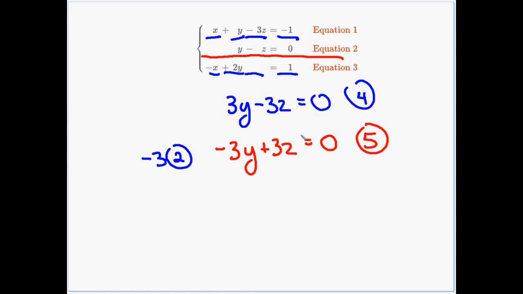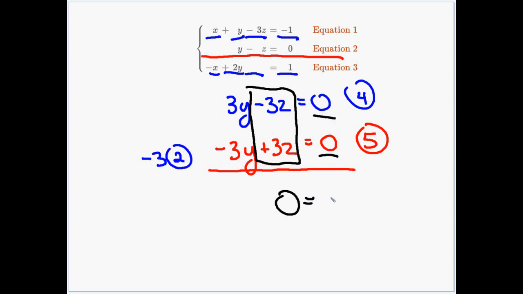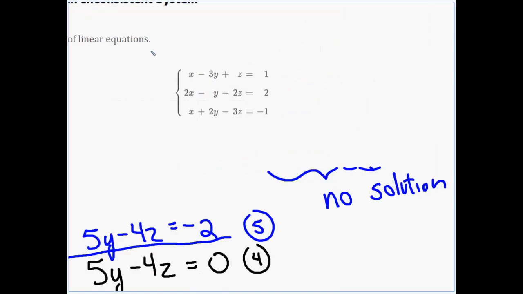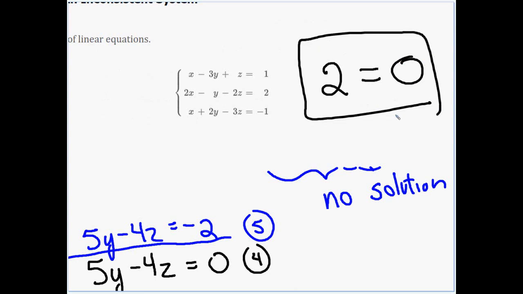Now, if I add these equations together, equation 4 plus equation 5, the y's would add up to a 0. The z's would also cancel each other out and become a 0. And when I add the 0 and the 0, I get 0. So here, if I back up, remember this one, we got to the solution 2 is equal to 0. And that made no sense, so this was an inconsistent system.